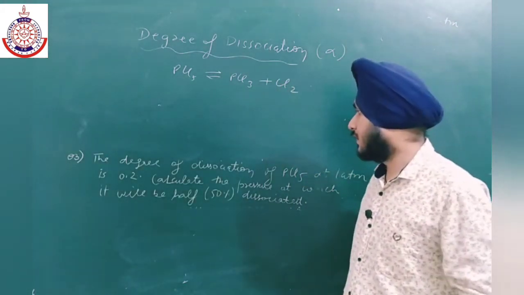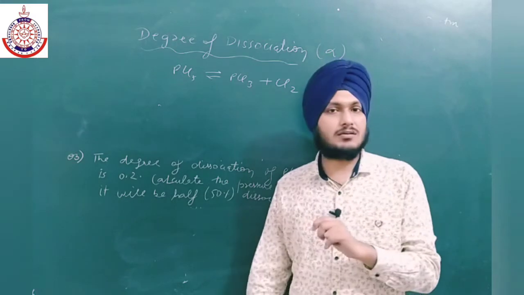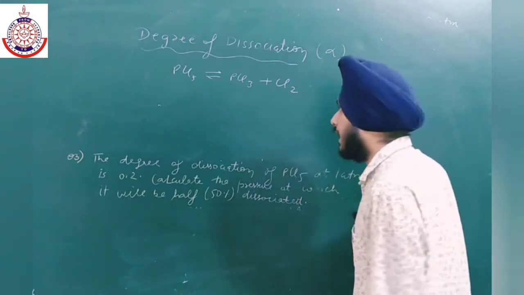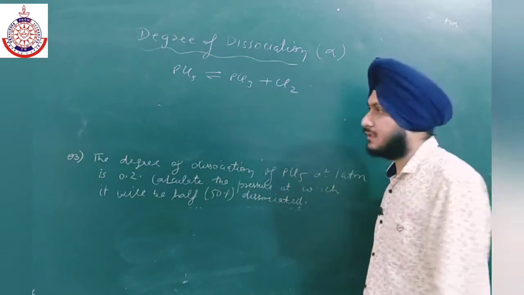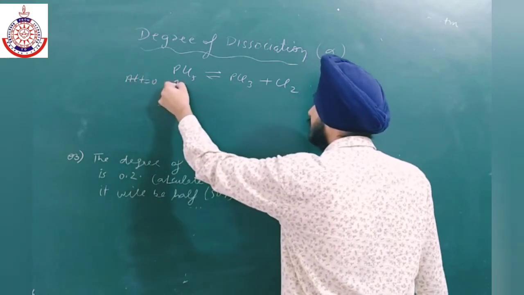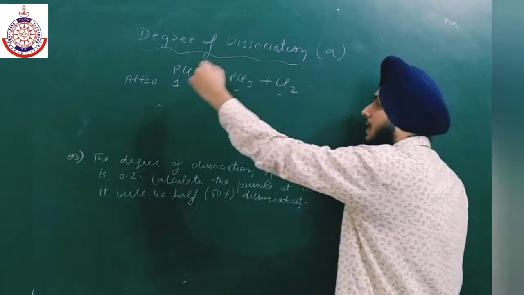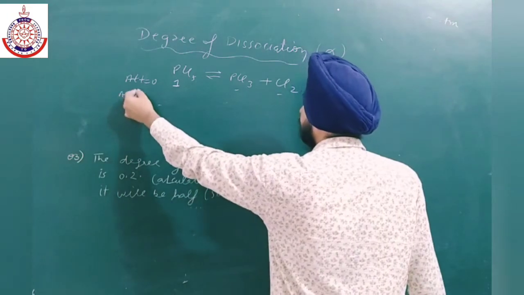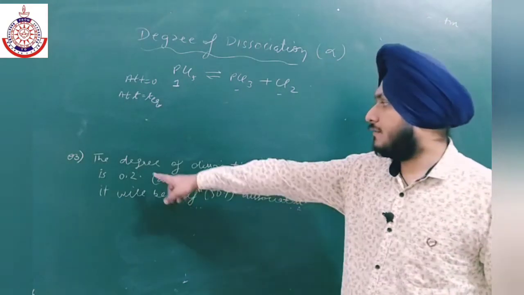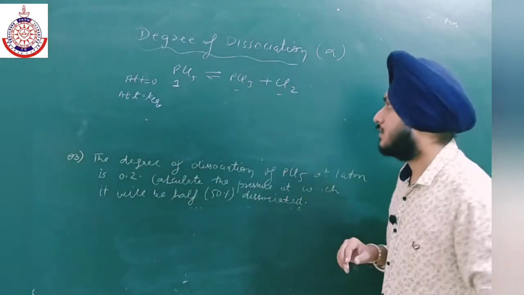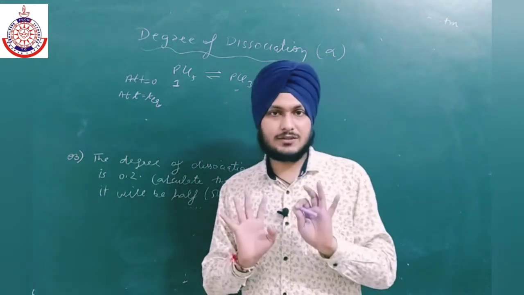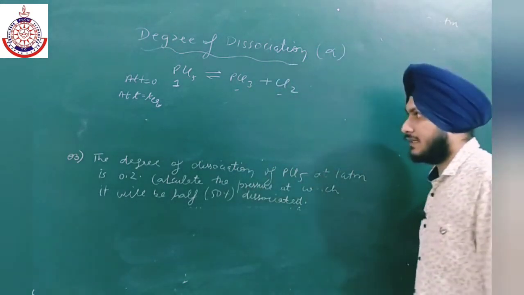Now the starting moles are not given to us, so I am taking the number of moles as 1. You can take it as anything, you can take it as 100. So I am taking at t equal to 0 the number of moles as 1, and here we have 0 and 0, at equilibrium. Now the degree of dissociation is 0.2. Firstly I am taking it as alpha, then at the last we will put alpha as 0.2. So it will be quite easy for us.